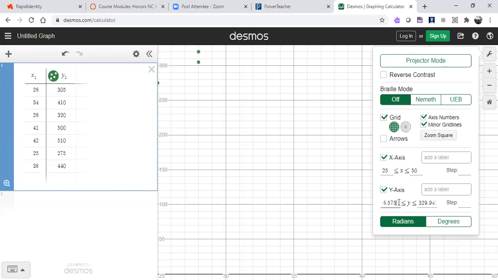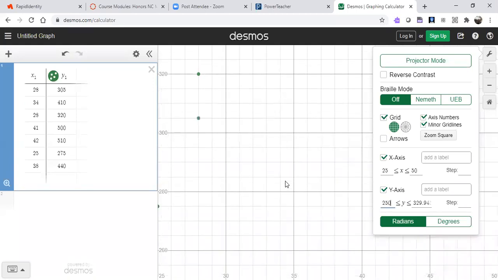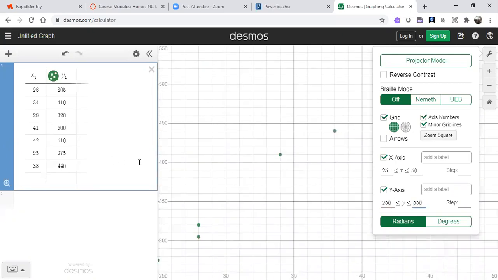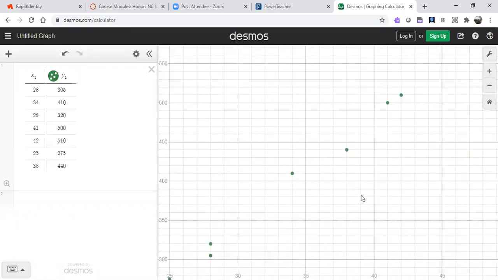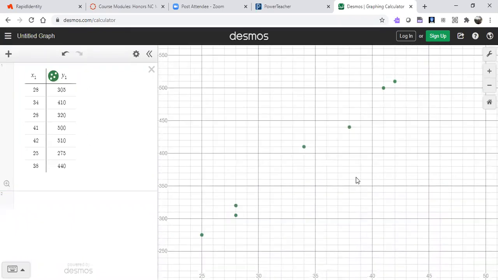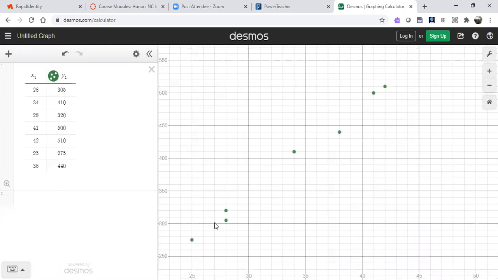So your Y values go anywhere from 275 looks like the lowest, so 250 up to 500 was the highest, 510, so 550. You can close that. And this way you're just seeing the data, right? You can still zoom out or whatever you want. There's all of your data. So yeah, it looks linear too. Maybe not as clean as the last one, but definitely that looks like there is a correlation there.